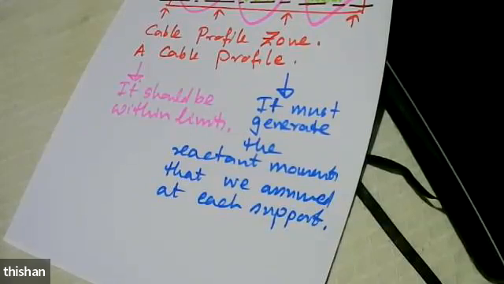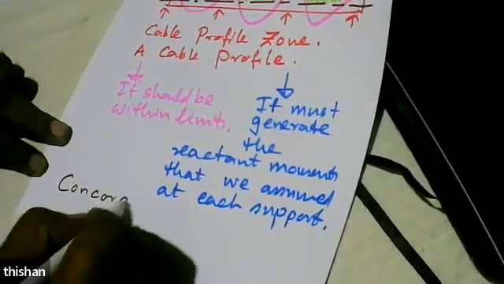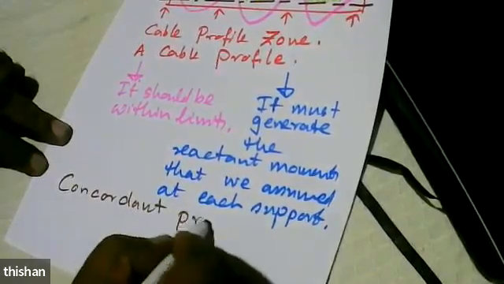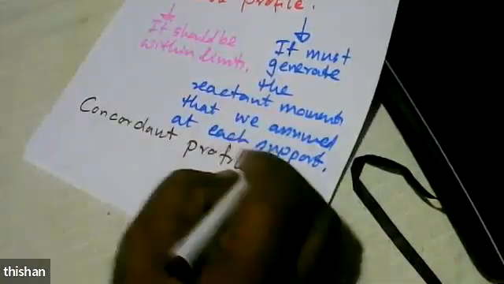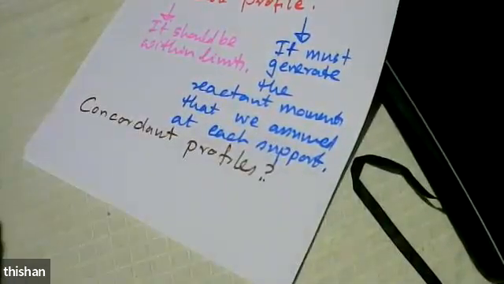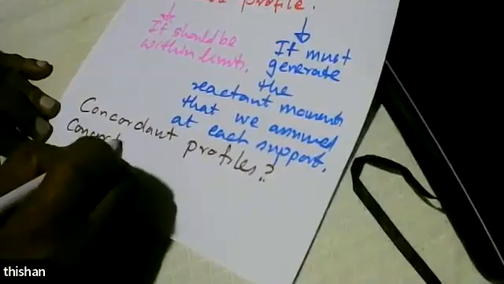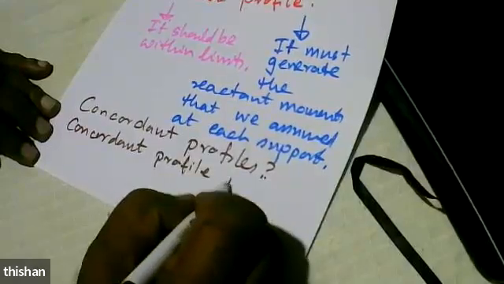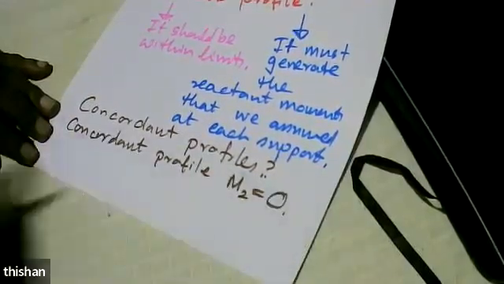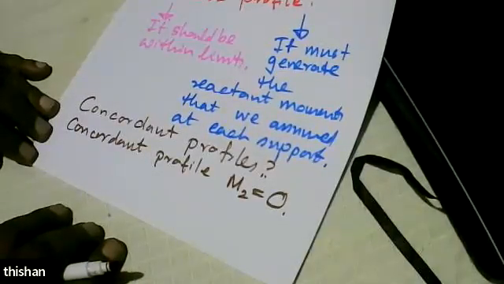Last time, one person asked this question. Are we going to use concordant profiles? The answer is yes. So what is a concordant profile? A concordant profile is one that generates 0 secondary moments. Now, how are we going to have a profile that generates 0 secondary?